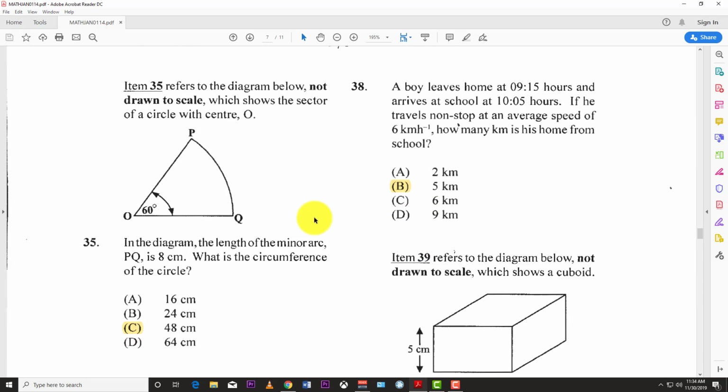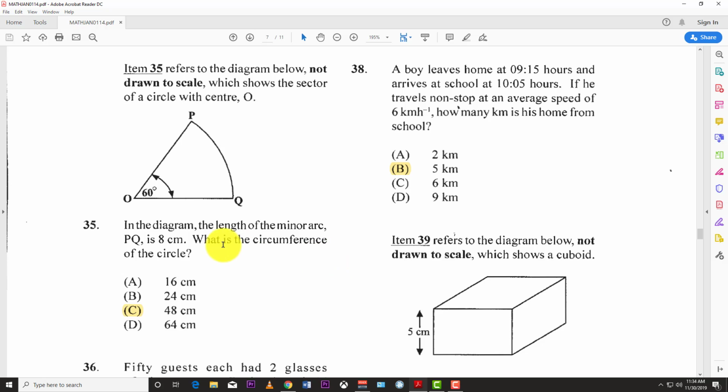35. Item 35 refers to the diagram below, not drawn to scale, which shows the sector of a circle with center O. In the diagram, the length of the minor arc PQ is 8 centimeters. What is the circumference of the circle? And the answer is C, 48.